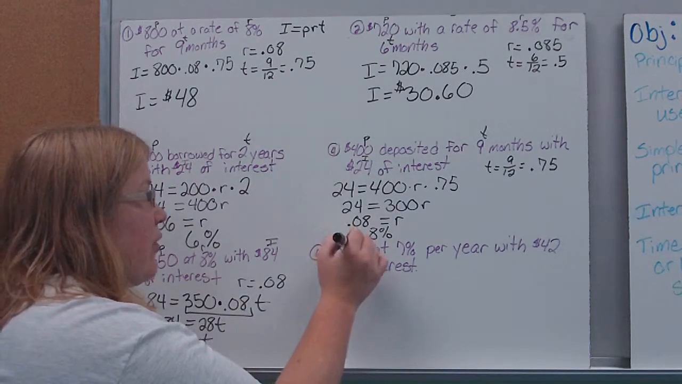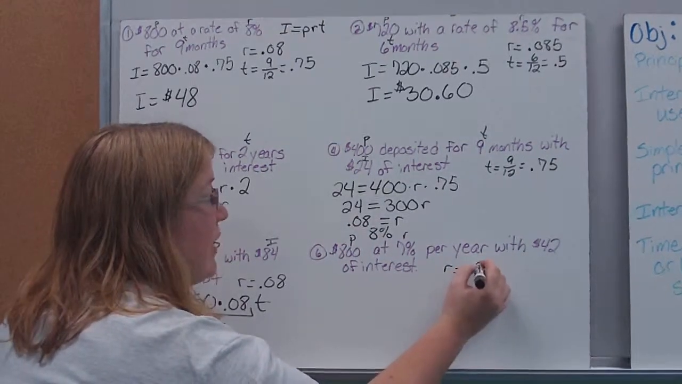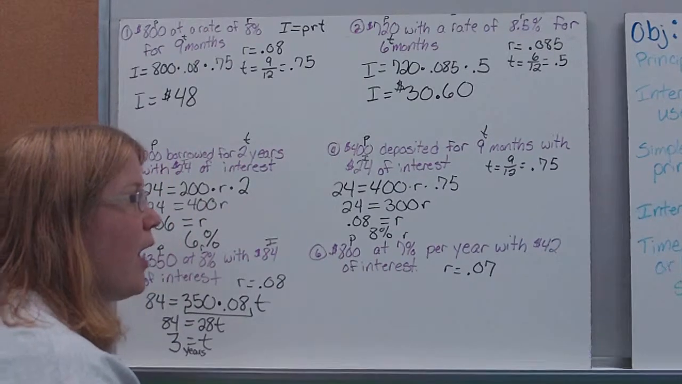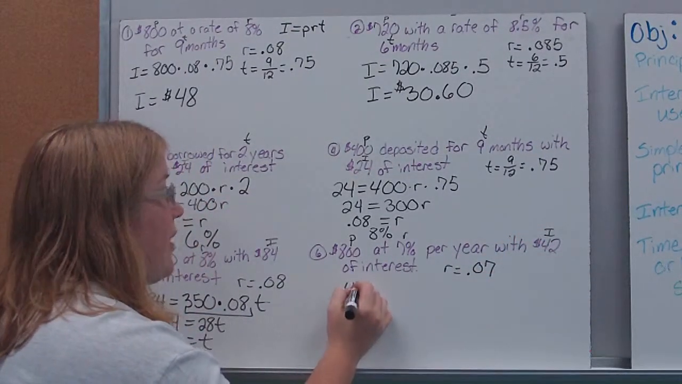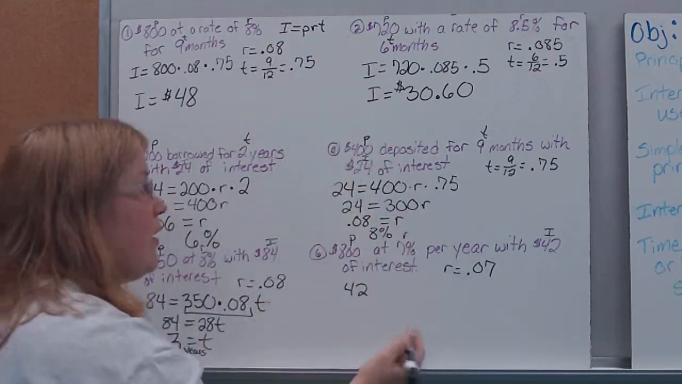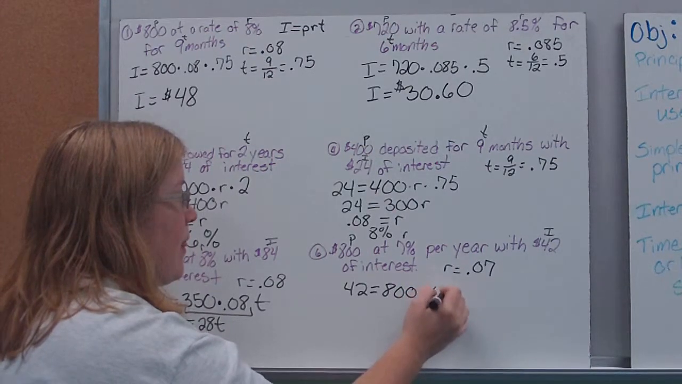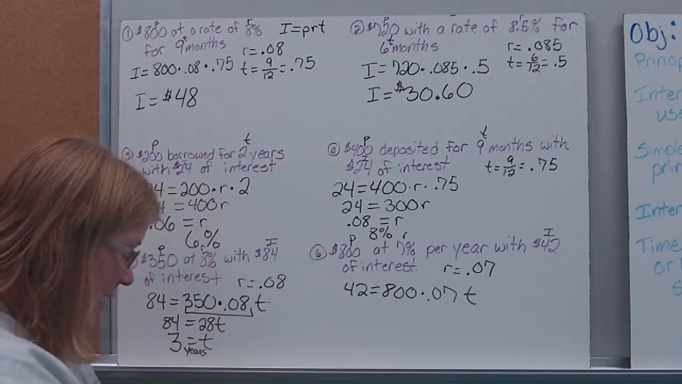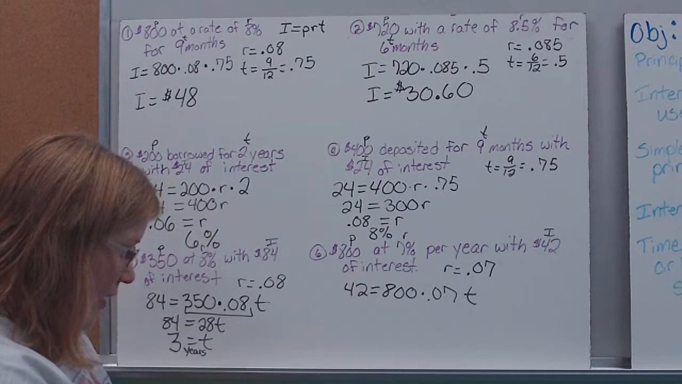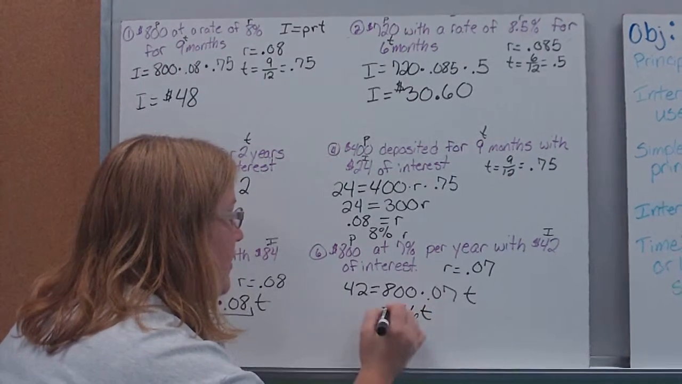All right, so again, I go through here. $800 is my principal. They gave me my rate, which I want to change into a decimal. And my interest was 42. So then I just plug my numbers in. The formula's right up here. I'm plugging the numbers in where I see them. And I don't know the time. So again, we're going to combine these two by multiplying 800 times 0.07 is 56.